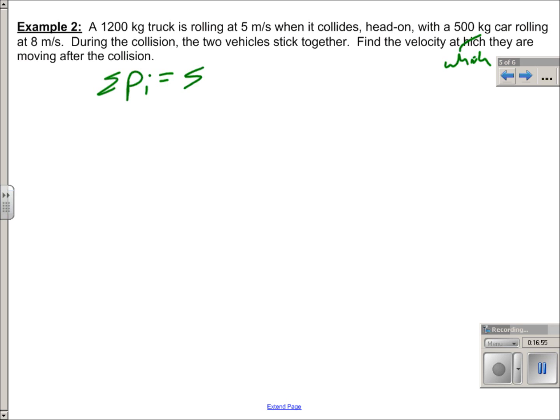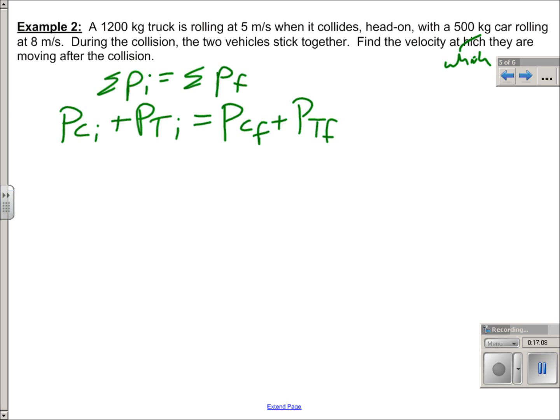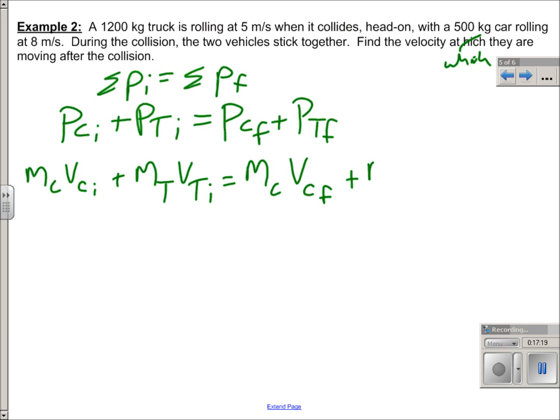We know the total momentum before the collision is the same as the total momentum after the collision. That means that the momentum of the car before the collision plus the momentum of the truck before the collision has got to equal the momentum of the car after the collision plus the momentum of the truck after the collision. So mass of car, velocity of car initially, plus mass of truck, velocity of truck initially, equals mass of car, velocity of car final, plus mass of truck, velocity of truck final. And plug in your numbers.